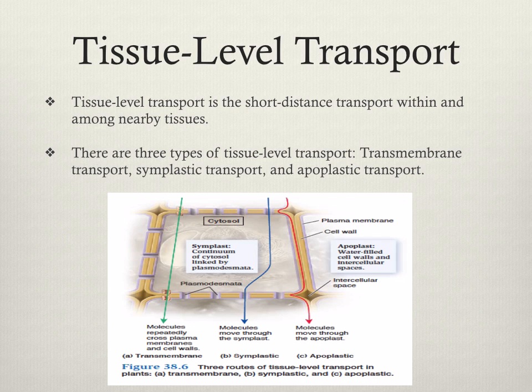Symplastic transport has a potential to move molecules widely among the cells and tissues of the plant body. Apoplastic transport is the movement of solutes along cell walls and the spaces between cells. Nutrients usually move through plant tissues for short distances by apoplastic transport. Symplastic and apoplastic transport are important in mineral nutrient transport through the outer tissues of roots.